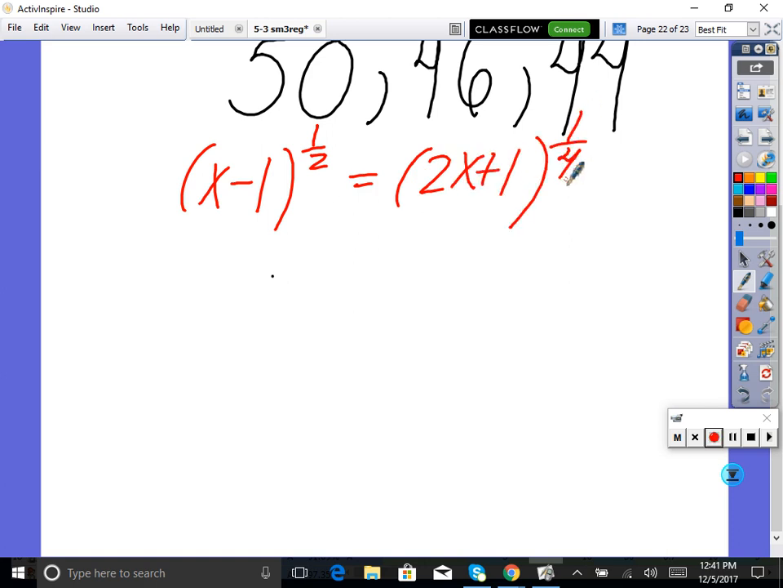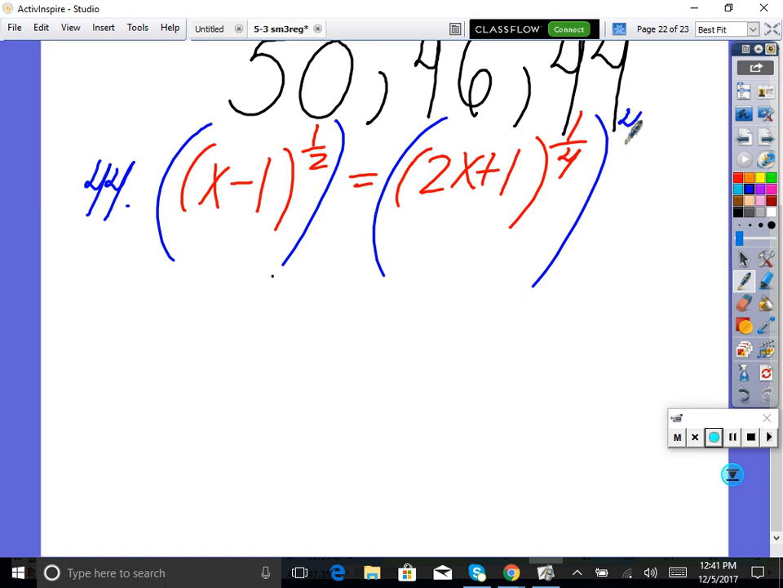Does everybody see what we're looking at here? This is problem number 44. Hey, look, we have a square root and a fourth root. What you're going to want to do is take care of the bigger root. So we're going to raise both sides to the what? Fourth.